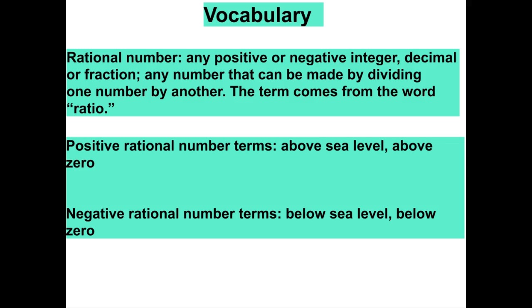Positive rational numbers, terms that will indicate a positive rational number: above sea level or above 0. Negative rational numbers: below sea level or below 0.